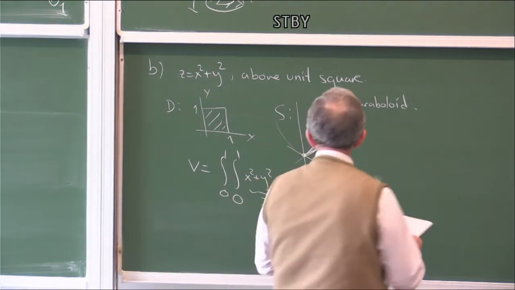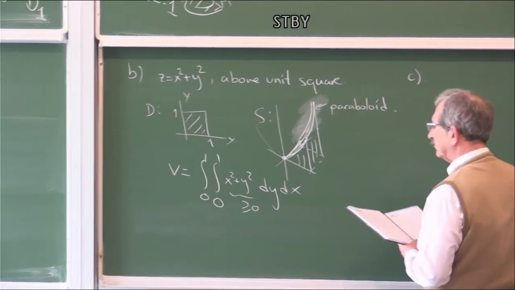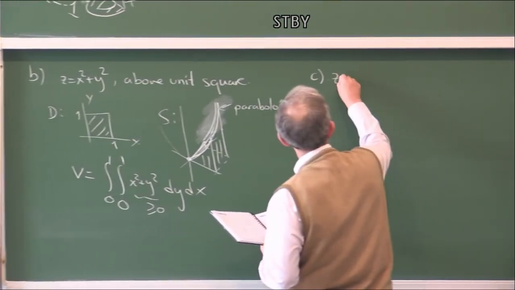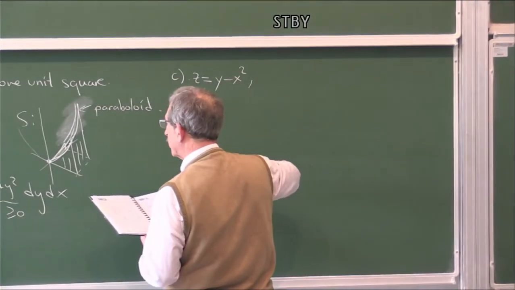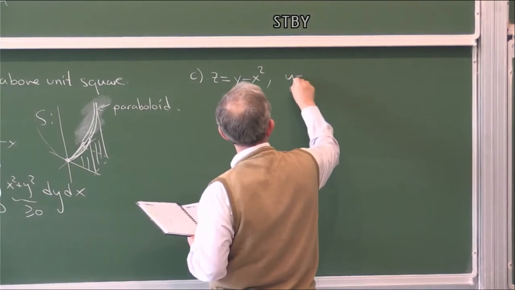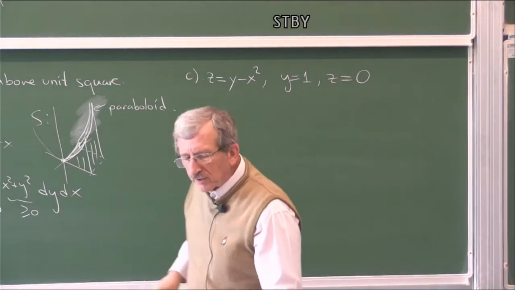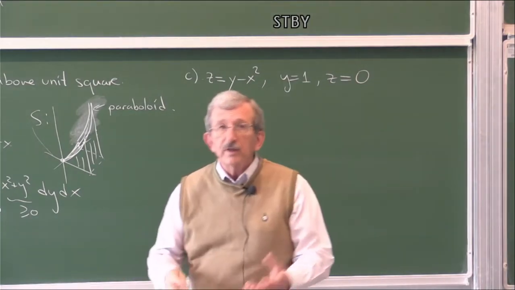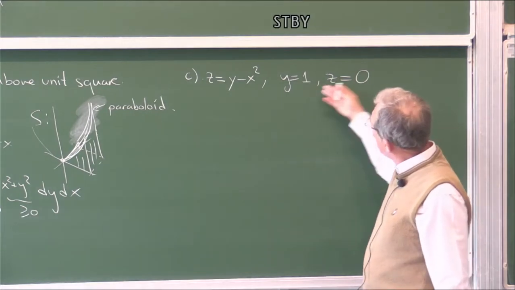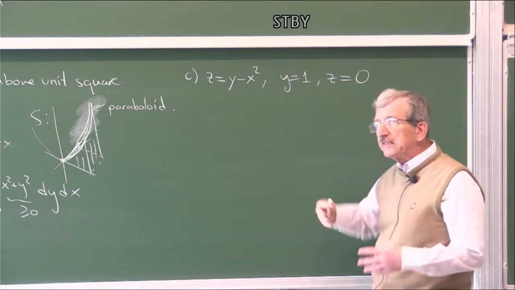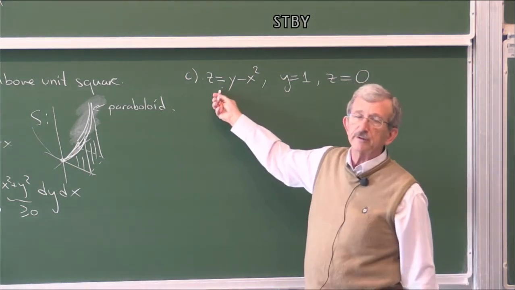Now the next one is a little bit more interesting. That is y minus x squared, y is 1, and z is 0. Now to understand what this really looks like, we see that these are planes, so they are easy to deal with. But first, we have to sketch what this is.